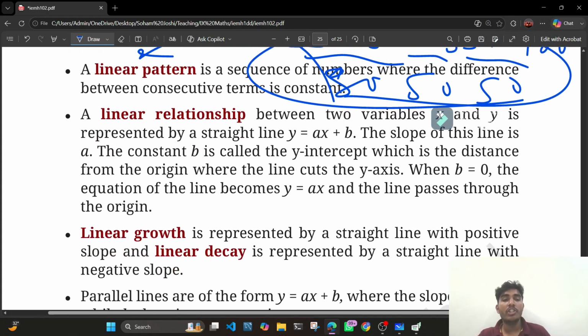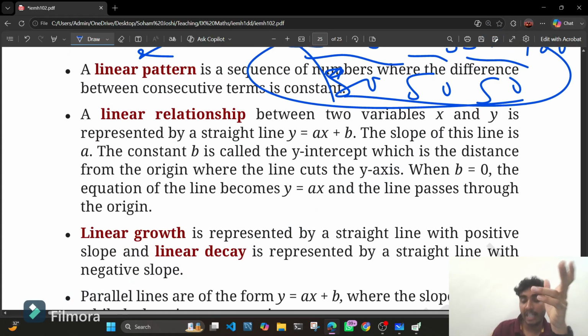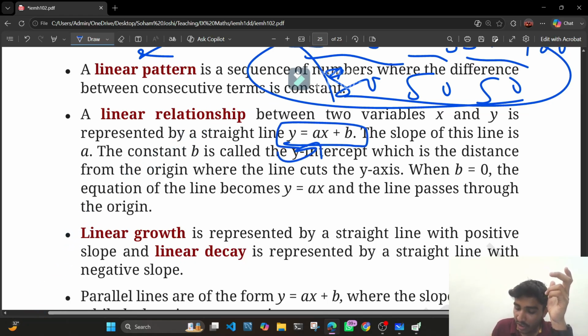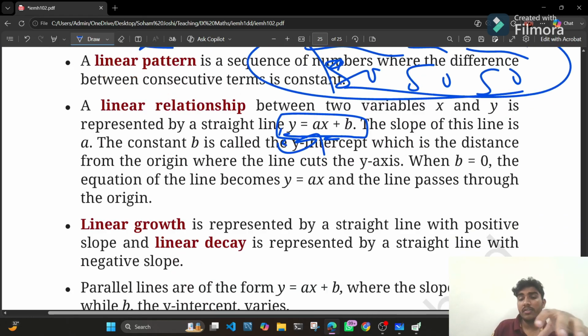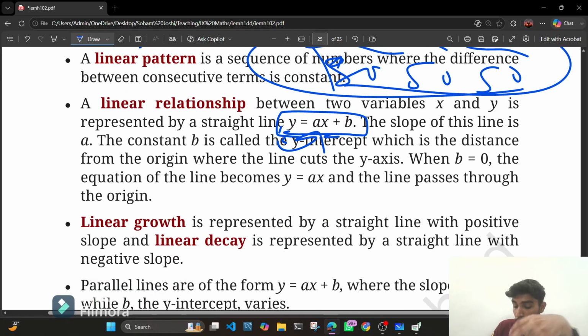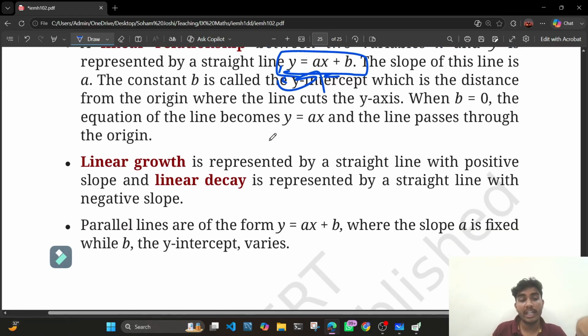Then we saw a linear relationship between two variables x and y is represented by a straight line. y is equal to x plus b. So y and x have this relation. As I change x, y will change accordingly. As I change y, x will change accordingly. One and the same thing. Then we saw how we represent it on a graph. How do we visualize a linear relationship? Basically, it forms a straight line.